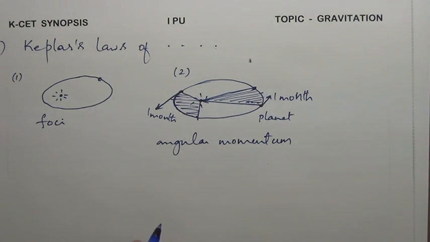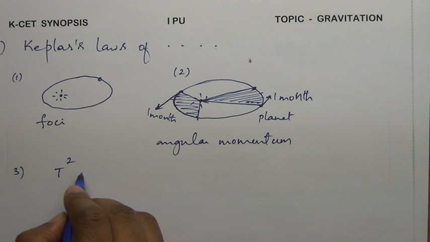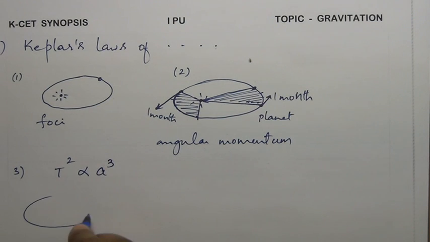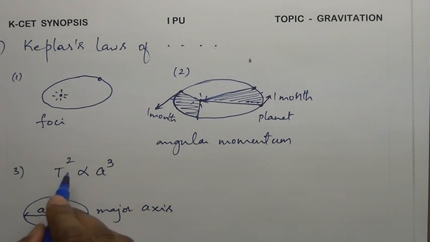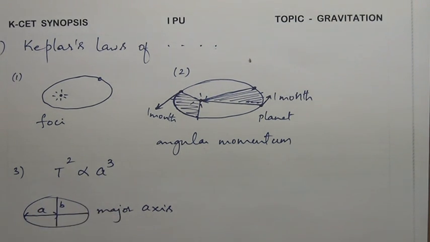Next, third law: the square of the time period of revolution of a satellite is proportional to the cube of the semi-major axis. If this is an ellipse, this is the major axis, this is the minor axis. Half of the major axis is the semi-major axis, half of the minor axis is the semi-minor axis. So the square of the time period of revolution is proportional to the cube of the semi-major axis. This is also called the law of periods. The second is the law of areas. So these are Kepler's laws of planetary motion.